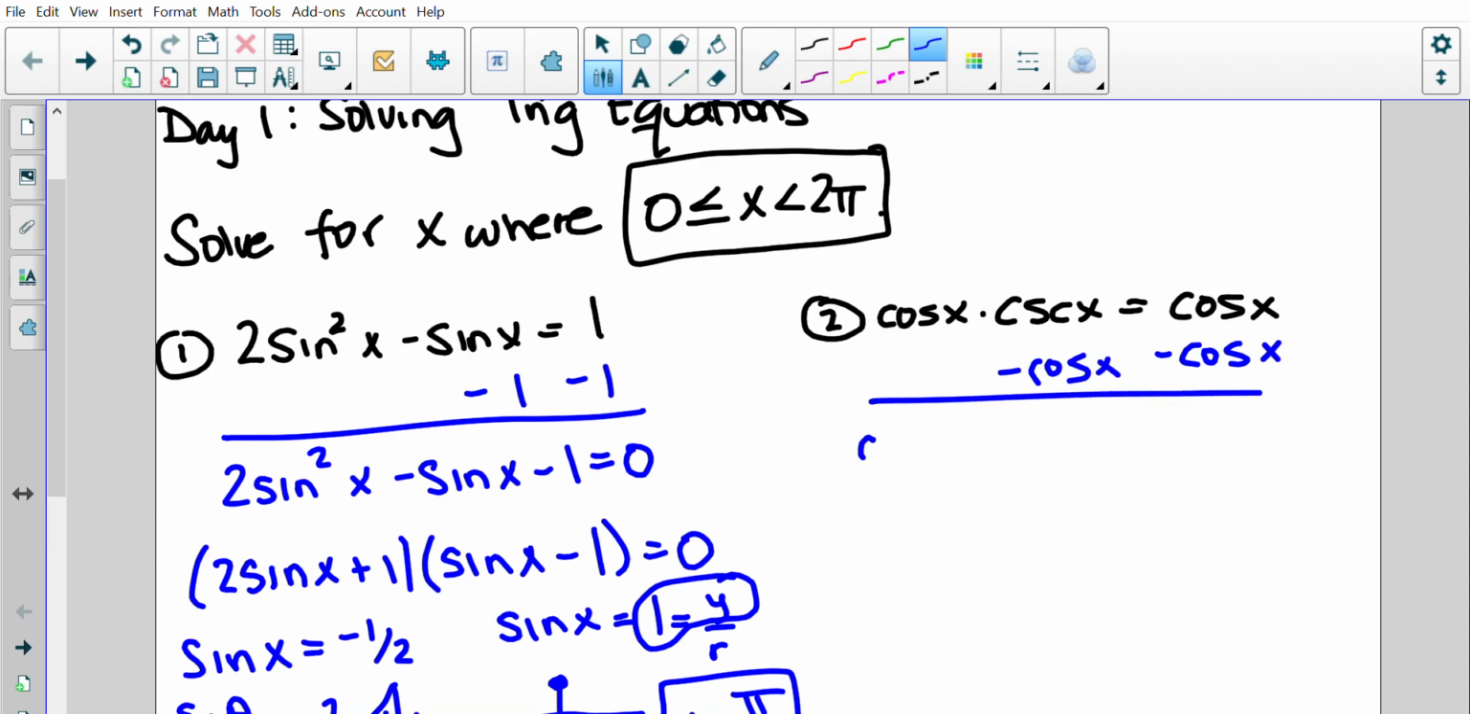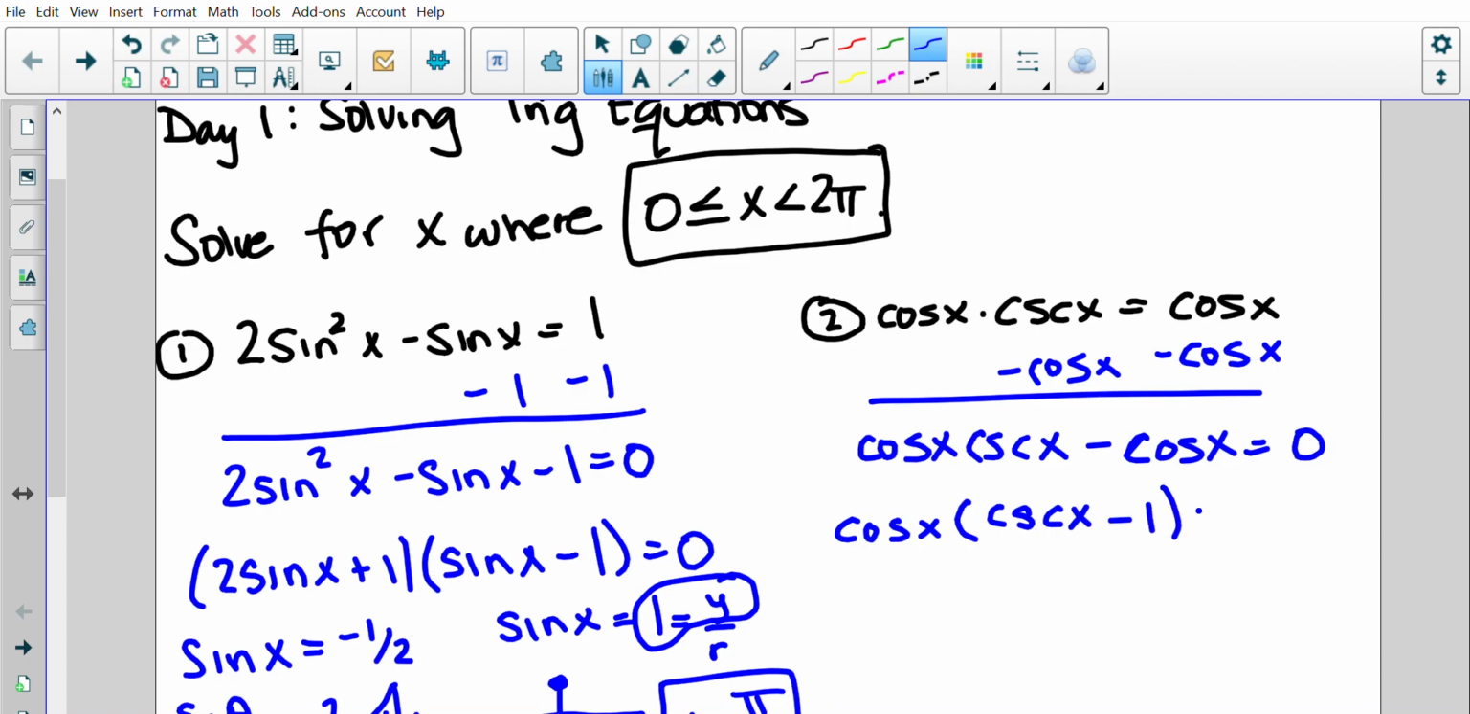and you get cosine x cosecant x minus cosine x equals 0. And then what ends up happening is the cosine x ends up becoming a GCF. You would just factor it out, and you're left with cosecant x minus 1. And now you just set each one of these factors equal to 0. So cosine x equals 0, and cosecant x equals 1.